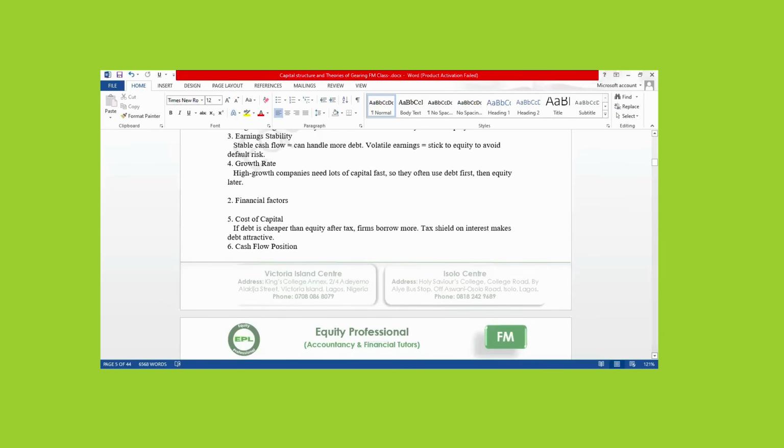If you are looking at cost, a company will use more of debt capital. If you are looking at cost, a company will prefer debt capital because it's cheaper than equity capital.